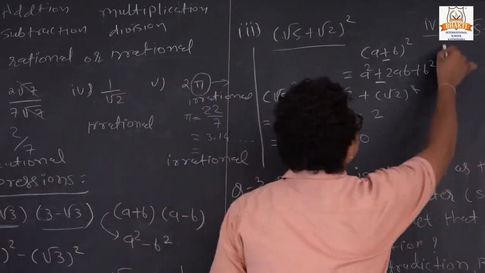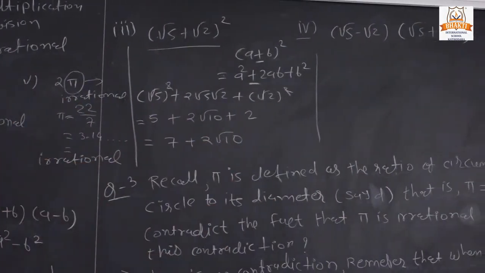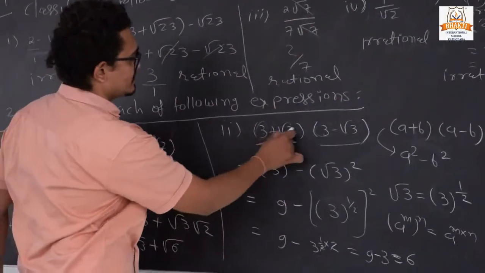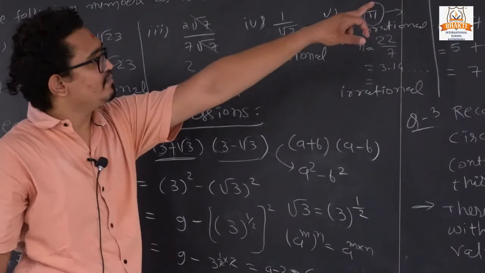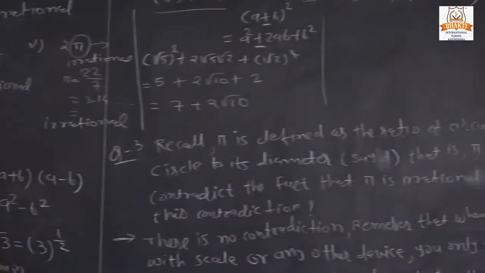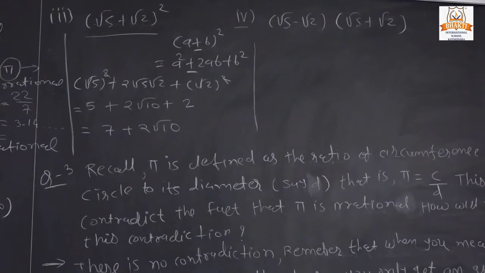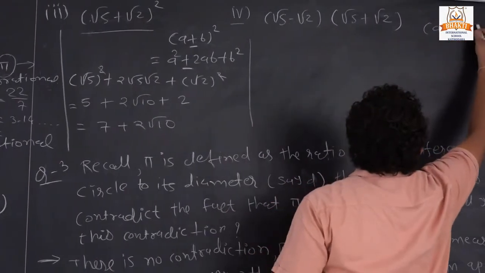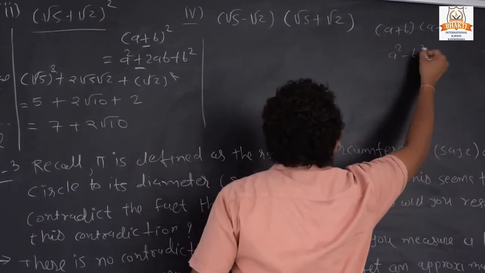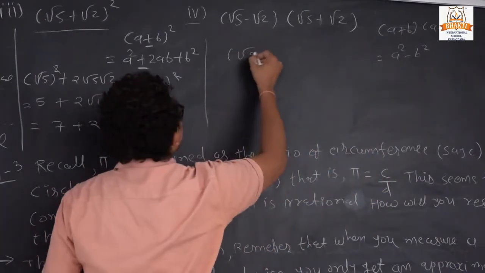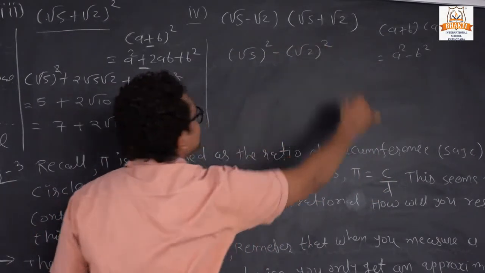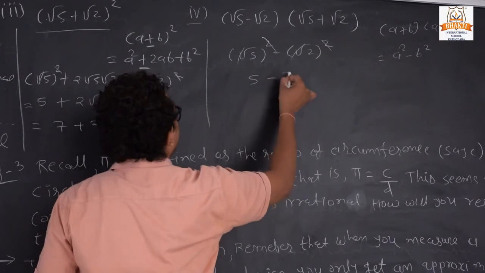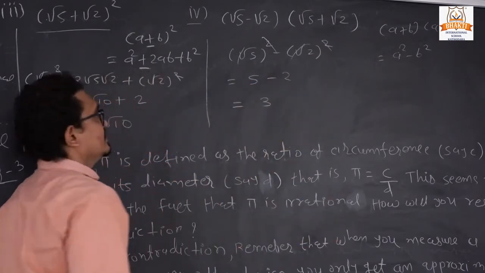So the last question. In the last question it is the same as our question number 2. See, in both cases we have the same pattern: a plus b, a minus b, and a minus b, a plus b. So it means we are using the same method. Here we are using that formula once again, a plus b, a minus b, so a square minus b square. Once again the square root cancels. So 5 minus 2, so the answer will be 3.